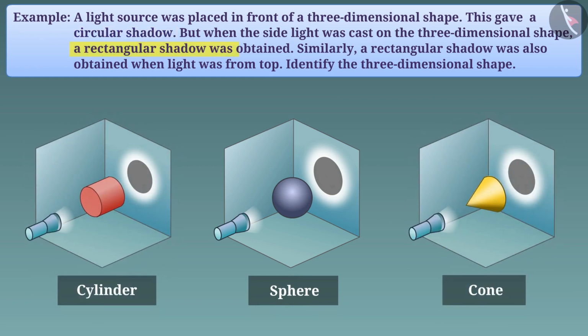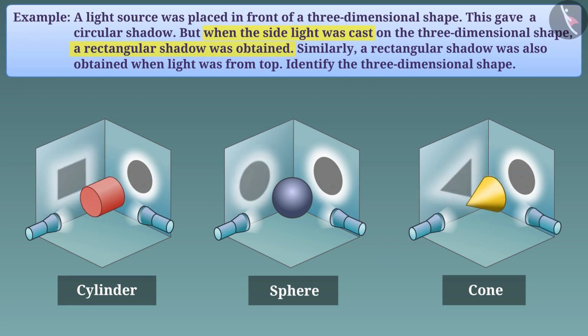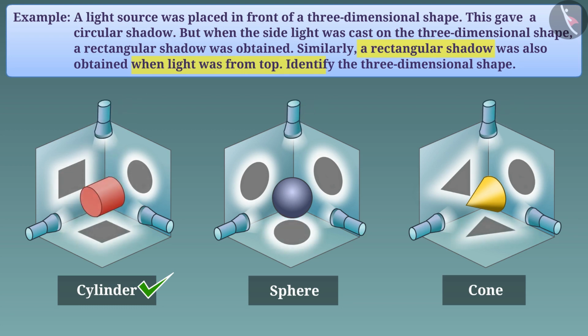A rectangular shadow is obtained when this figure is lighted from the side. If we focus side light on a sphere, cylinder or cone, only the cylinder forms a rectangular shadow. Therefore, we can say that a cylinder is mentioned in the example. We can verify this from the third condition. It tells us that even when the three-dimensional shape is lighted from above, a rectangular shadow is obtained, which is true with respect to a cylinder.